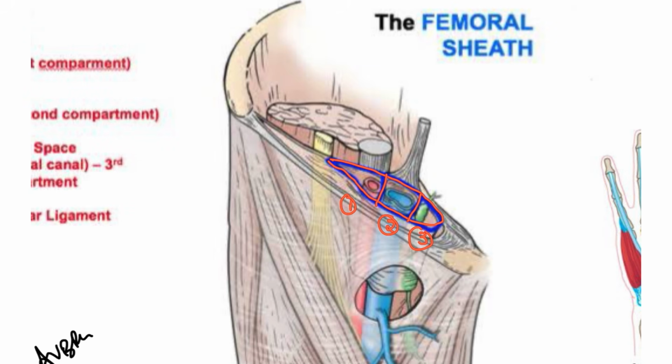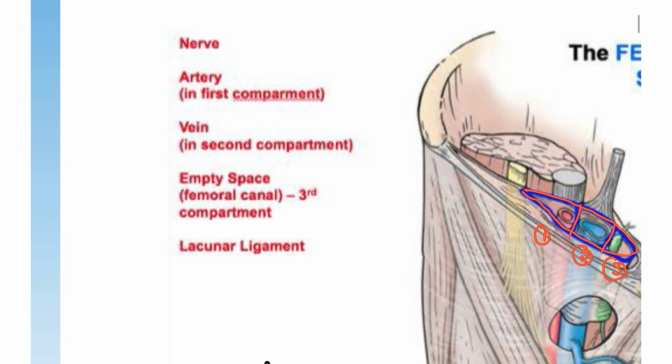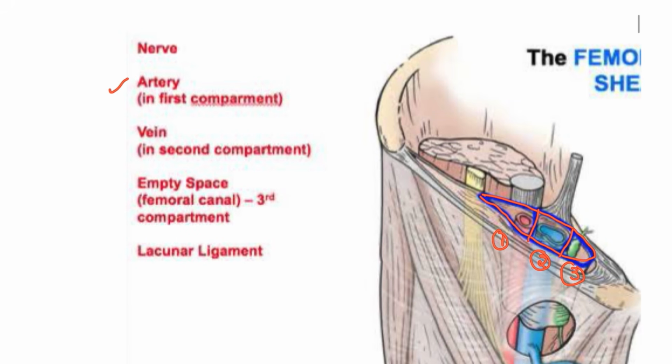What are the structures present in the femoral sheath? In the first compartment we have the artery, in the second compartment the vein, and the third compartment is the space, and in this space we are going to have the lymph nodes. The lymph nodes are present in this particular third compartment.